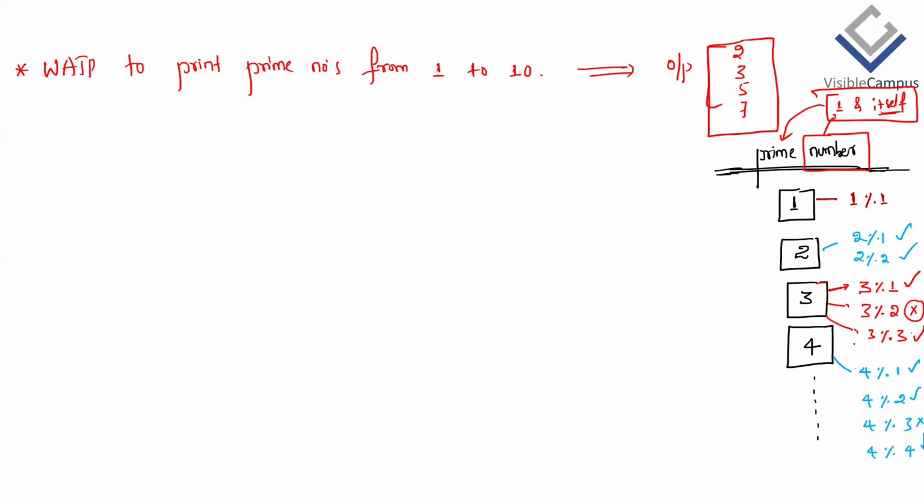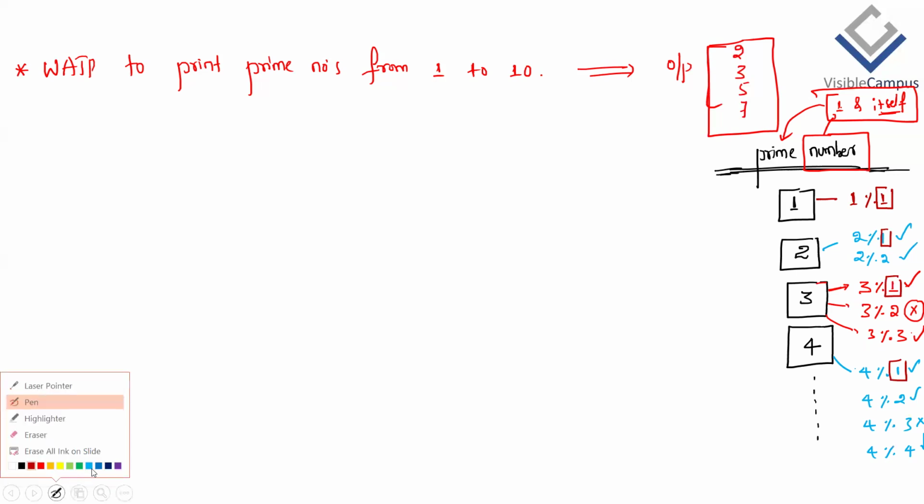So my conclusion is, while checking, where are we always starting? We are always starting from 1 only. Next, where are we ending? We are ending with the number n only. 1 ends with 1, 2 ends with 2, 3 ends with 3, 4 ends with 4. Correct or not? If you understand this part, writing the Java code is very easy.